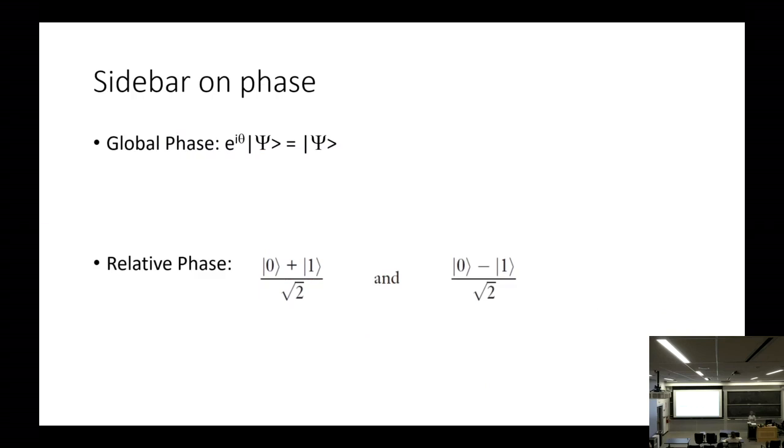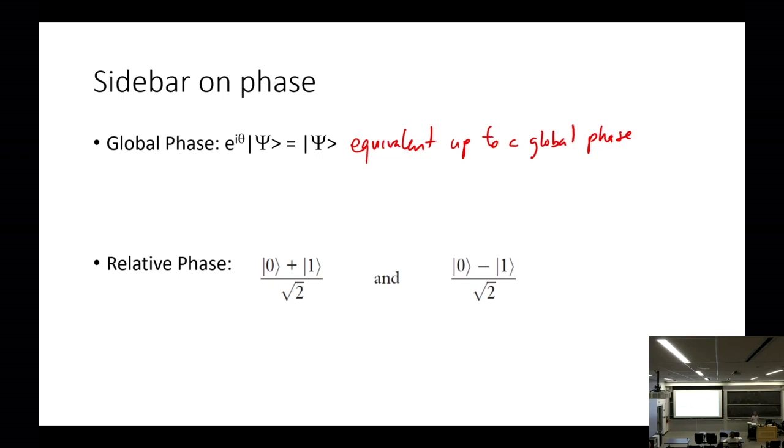Let's talk about phase for a minute. So physicists like to use the word phase in lots of different ways. And in this class, there's kind of two contexts in which we will talk about phase. The first is written at the top. If we consider the state e to the i theta times psi, we say that this is equal to the state psi up to something we call the global phase. And it's interesting to note that the statistics of measurement predict that these two states are the same.